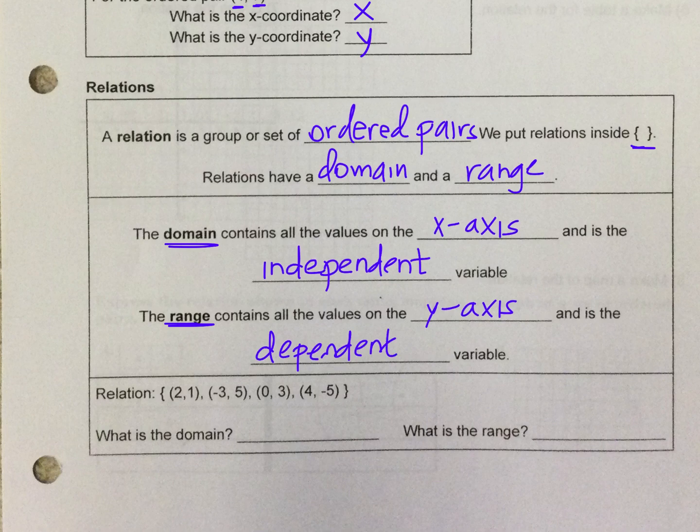So, I have this set of points right here. I've got 4 different points, but because I have a list of them, we call it a relation. The domain are all of the x's. Remember, our x's are our front numbers. So the domain of this relation would be 2, -3, 0, and 4. The range, those are all of our y's. 1, 5, 3, and -5.